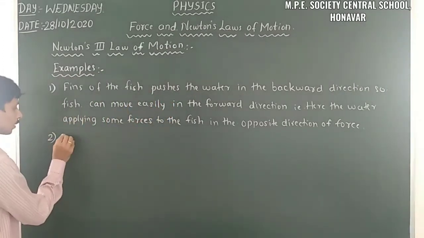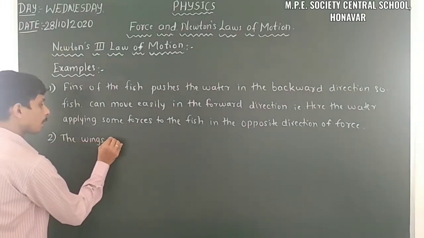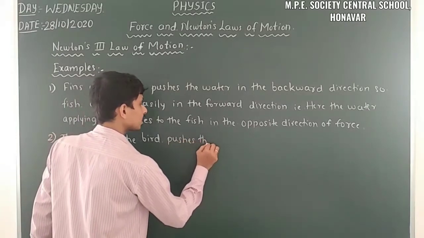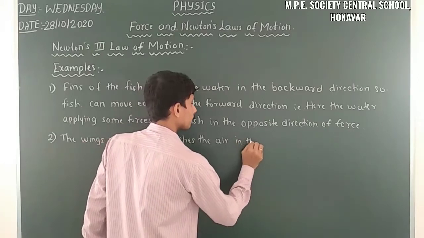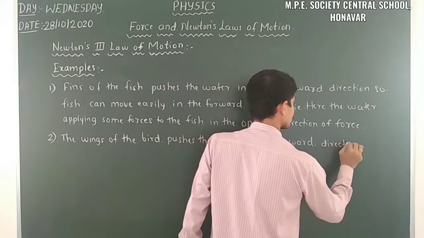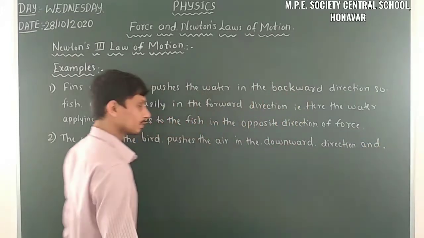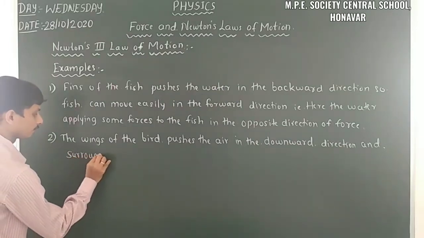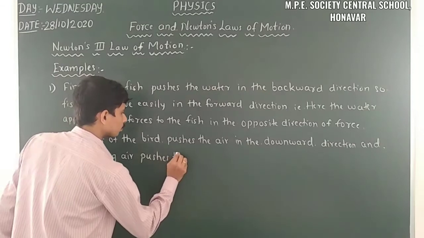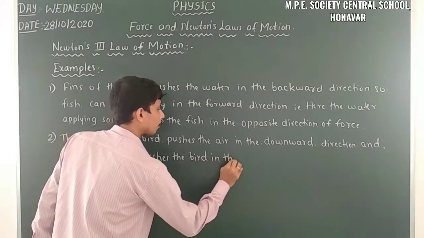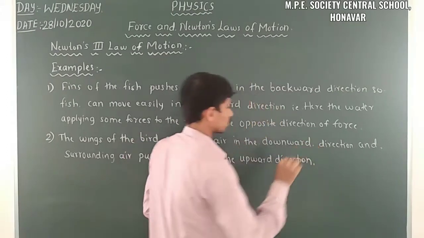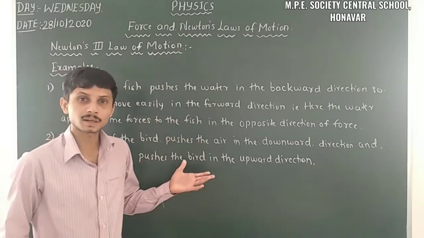So that is the wings of the bird. The wings of the bird push the air in the downward direction, and the surrounding air pushes the bird in the upward direction. So based on this example, there are many examples.